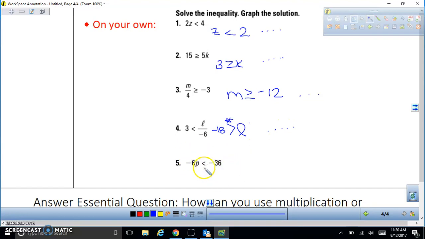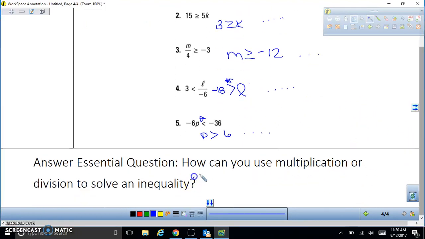Number 5, we have multiply by negative 6, so we're going to divide both sides by negative 6, so P is now going to have to flip your sign. P is greater than 6. When you graph it, open circle and shade to the right. Okay, now go ahead and answer your essential question, and take that checkpoint. I hope you guys have a great night.